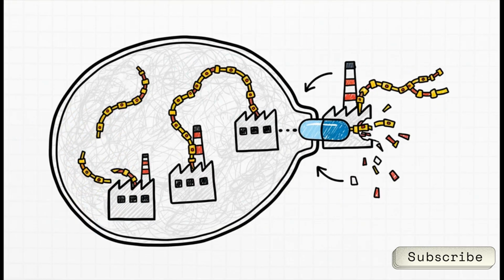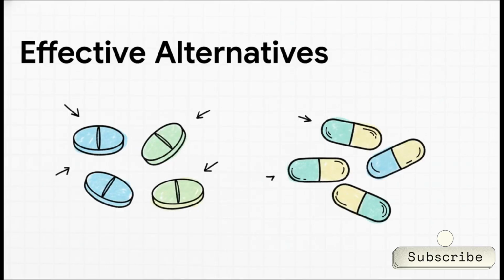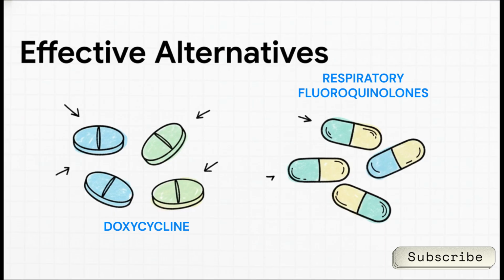So what do we use instead? It's simple. The drugs of choice are the macrolides. Azithromycin is your best friend when fighting mycoplasma. It works by shutting down the bacteria's protein factories, a target that Mycoplasma definitely has. And what if you can't use a macrolide, say due to resistance or an allergy? No problem. You've got great backup options. Doxycycline works beautifully, and so do the respiratory fluoroquinolones like levofloxacin or moxifloxacin.